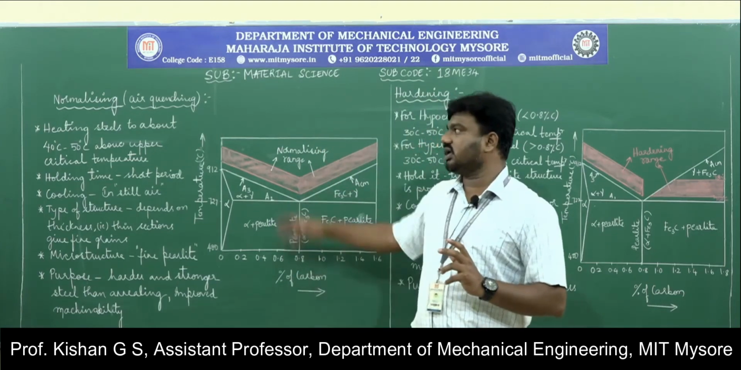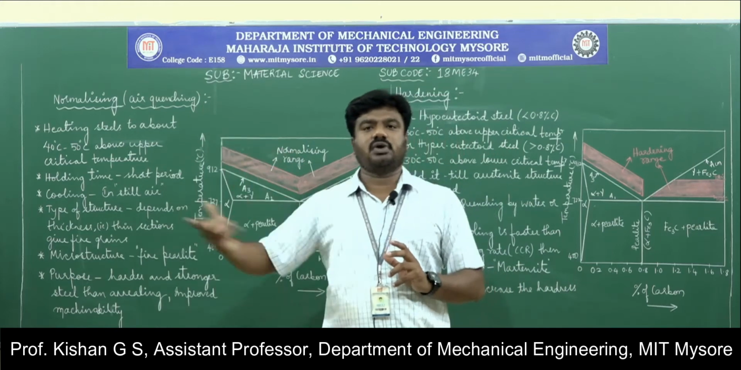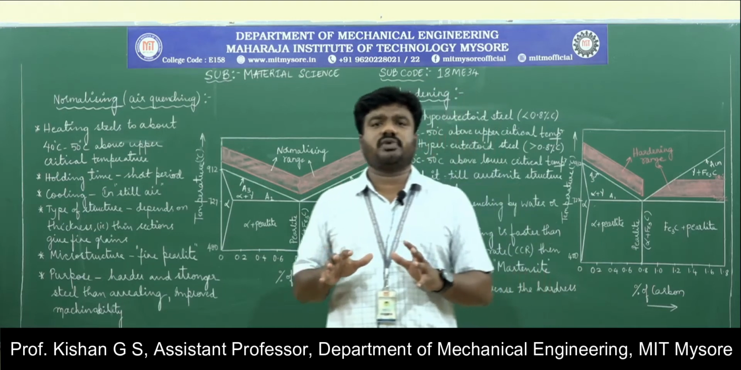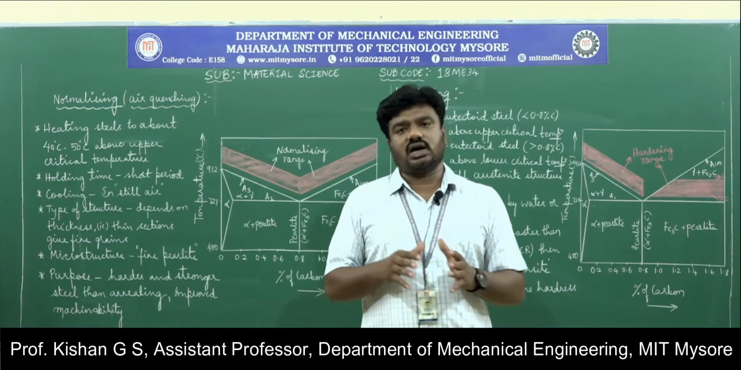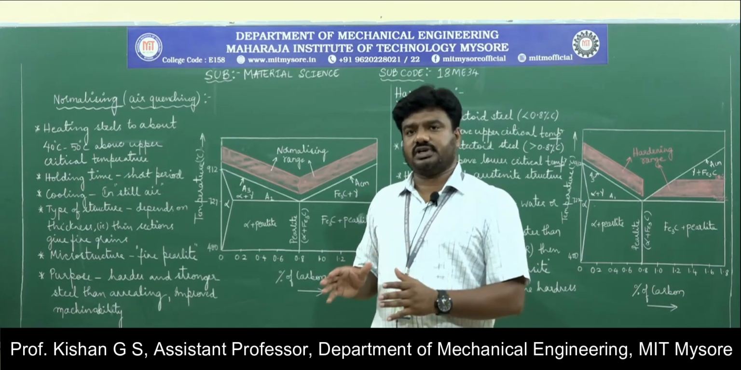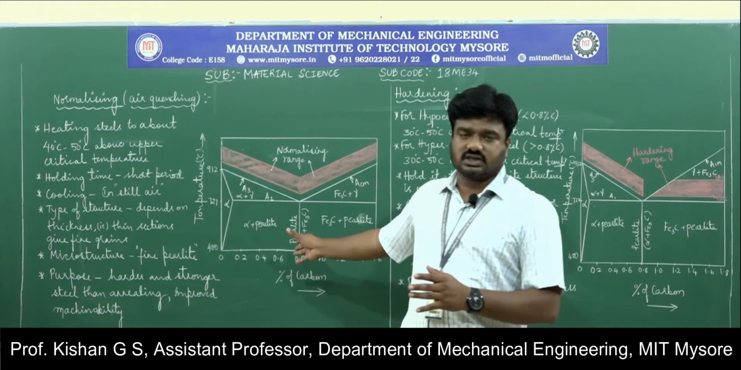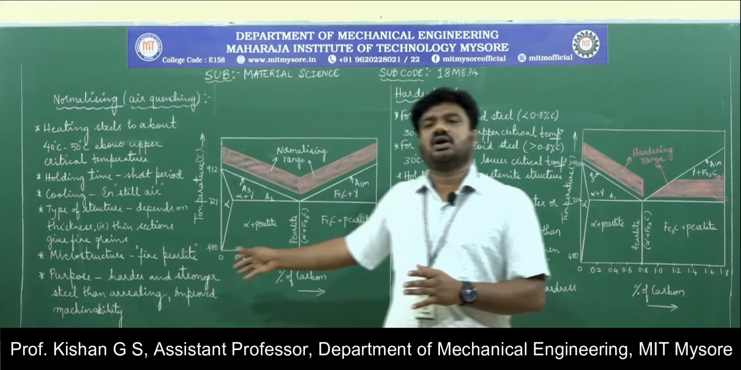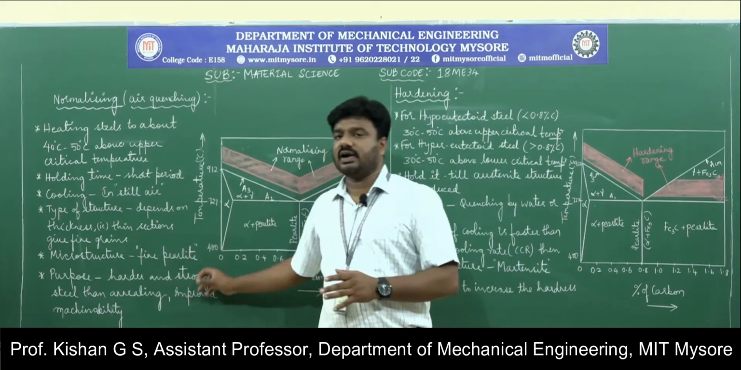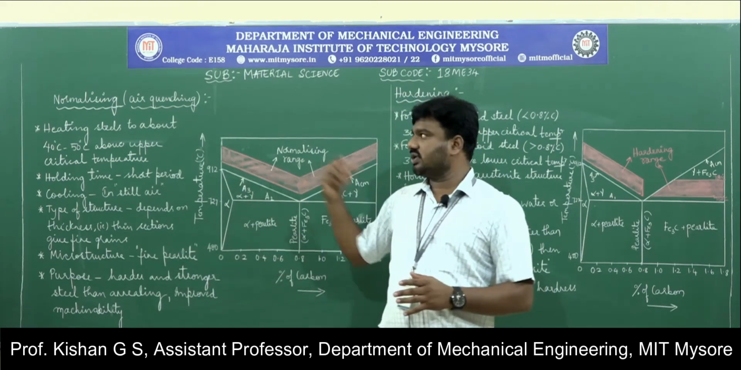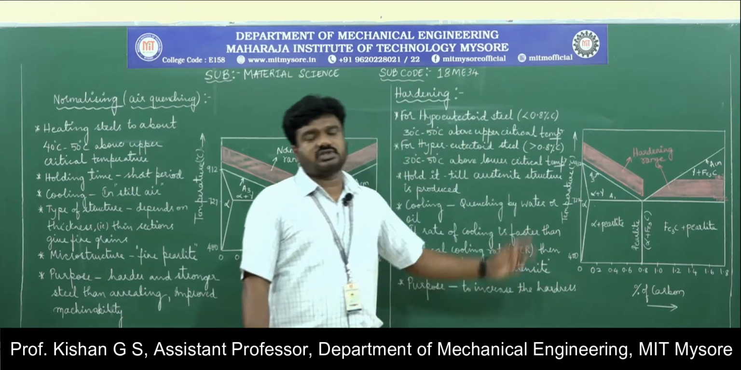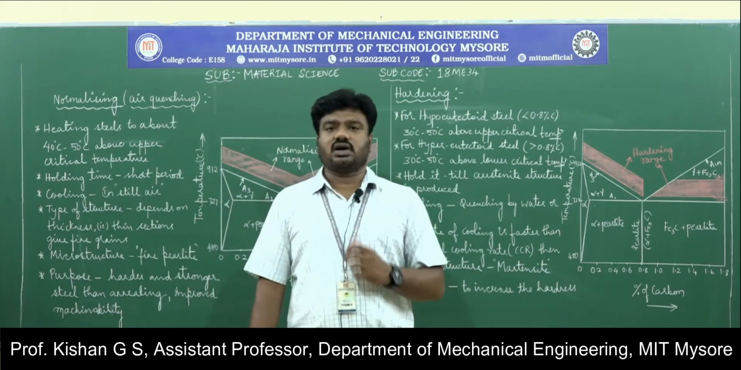Whereas in case of normalizing, it is 40 to 50 degrees Celsius above the upper critical temperature. So normalizing doesn't deal with any combinations like hypoeutectoid or hypereutectoid steel, but remains constant for all compositions, whether it is less than 0.8% carbon or greater than 0.8% carbon. But at the end of the day, fine pearlite is the microstructure we obtain in normalizing, whereas in hardening, we get martensite, which is the hardest phase of iron carbon.